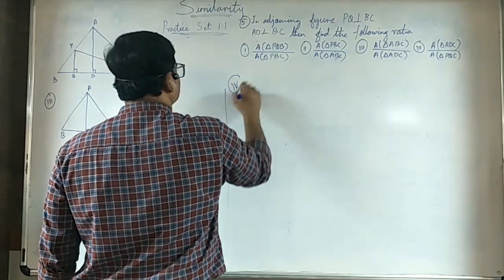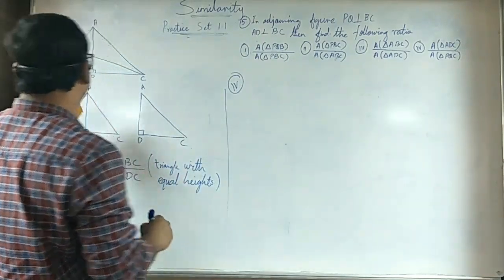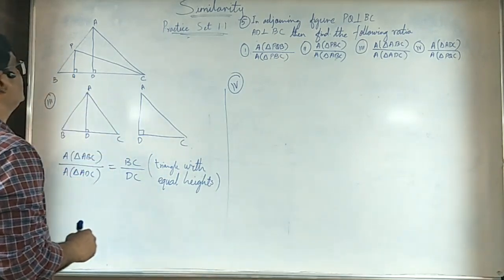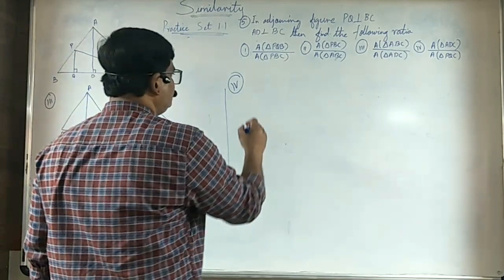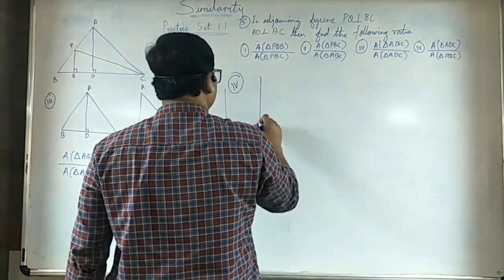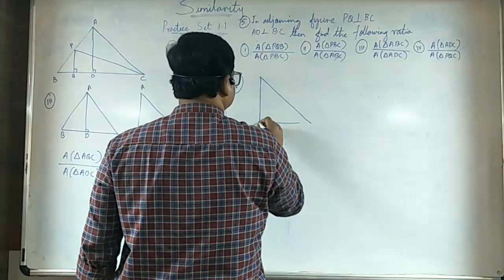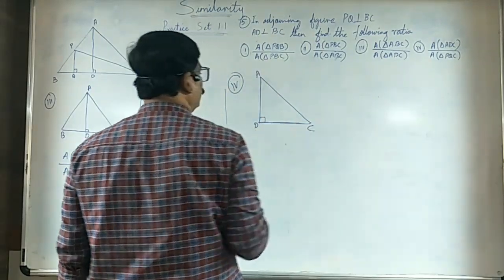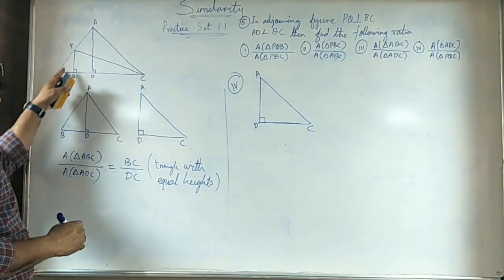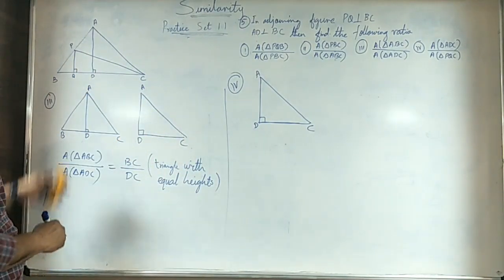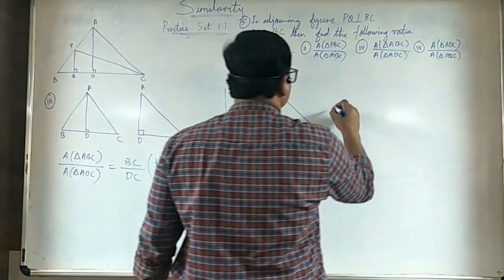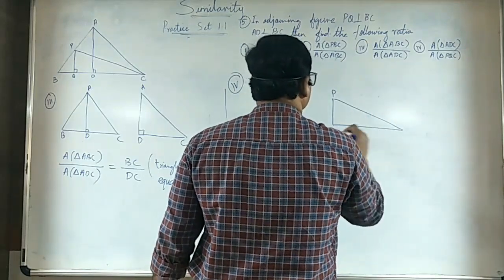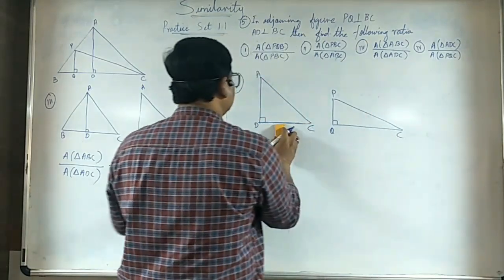Now let's go to the fourth one. The fourth one is the triangle ADC. Again you have a triangle ADC and you have a triangle PQC. I'll be drawing a triangle ADC. Here you have a triangle ADC. And you have triangle PQC. Where is the PQC? You can see this triangle PQC. And I will write PQC.